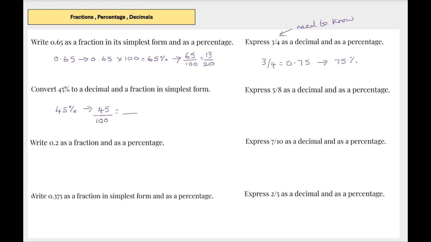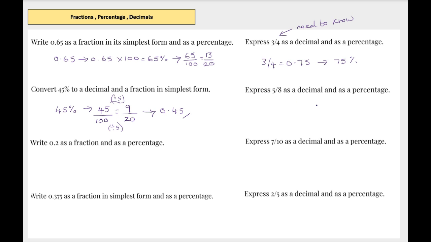I need to get this so it divides into 5. Well, I know 5 does. So 5 into 100 goes 20 times. Dividing 45 by 5, I've got 9 over 20. Now that is in our simplest form. And what's the next one? A decimal, and the decimal will just be 0.45.